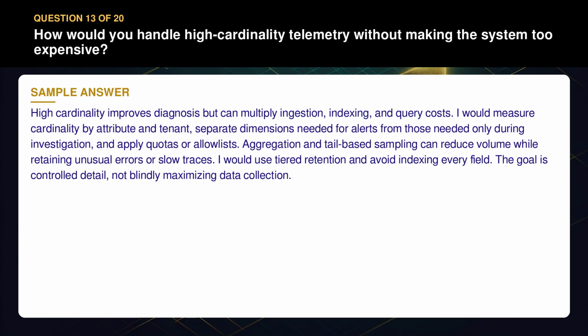High-cardinality improves diagnosis but can multiply ingestion, indexing, and query costs. I would measure cardinality by attribute and tenant, separate dimensions needed for alerts from those needed only during investigation, and apply quotas or allow lists. Aggregation and tail-based sampling can reduce volume while retaining unusual errors or slow traces. I would use tiered retention and avoid indexing every field. The goal is controlled detail, not blindly maximizing data collection.